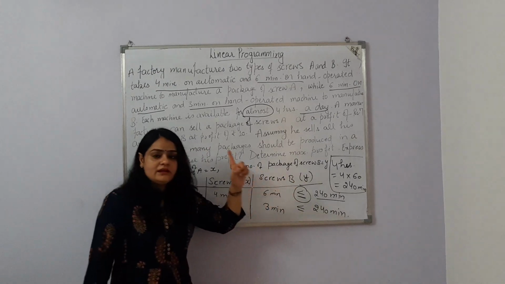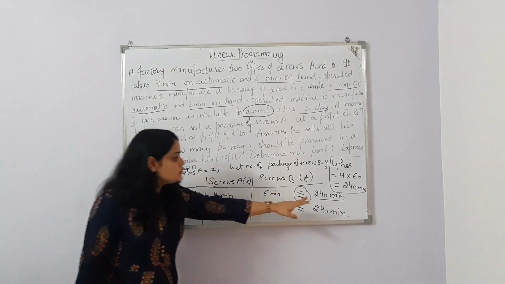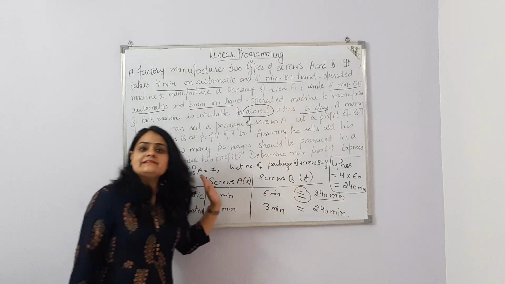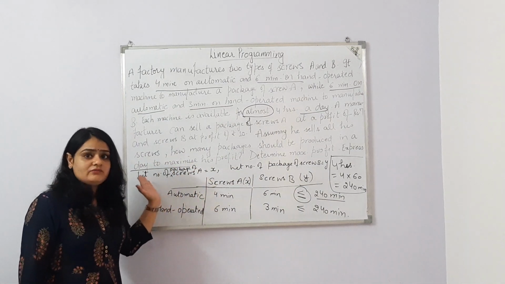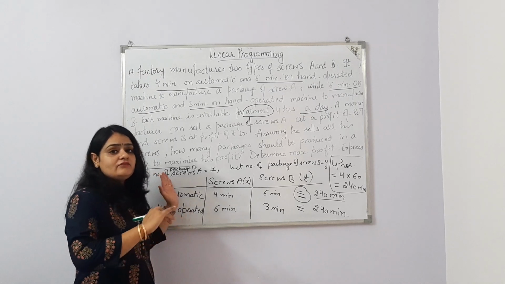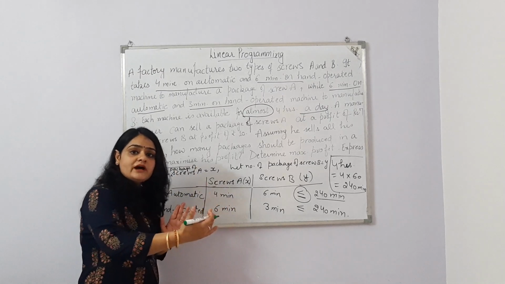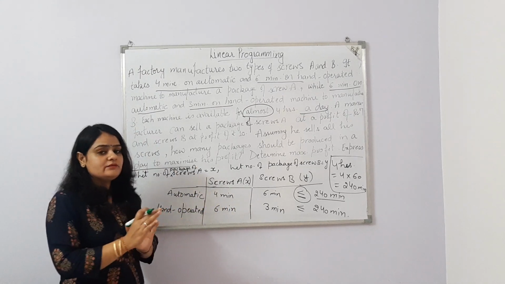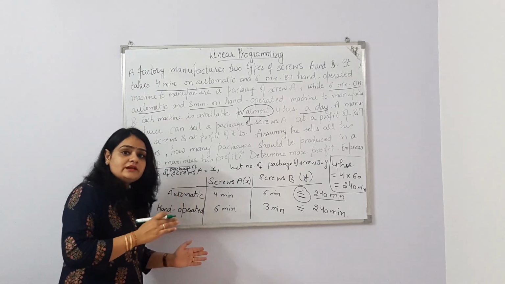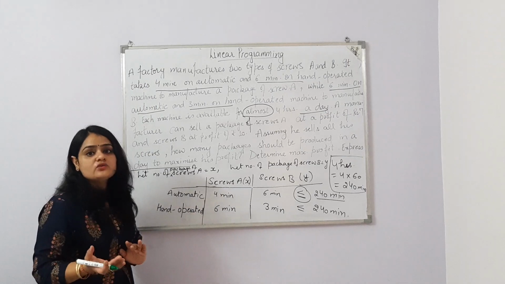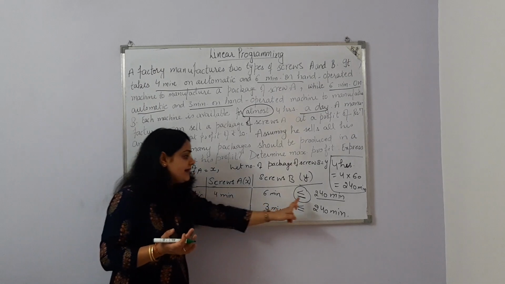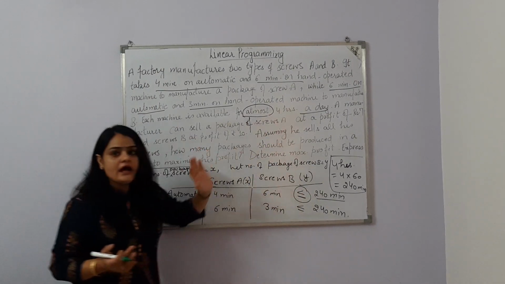Then the machine can be used for a maximum of 240 minutes or less than that, because that machine is available for only 240 minutes. If we have one machine, we can use it for 4 hours, or it's up to us: we can use that machine for 3 hours 20 minutes, or 2 hours, 1 hour, or we can't use it. It's up to us. So maximum availability is 4 hours.